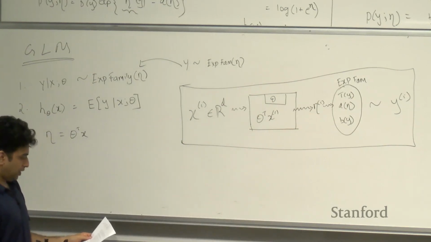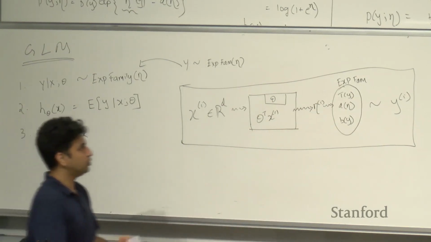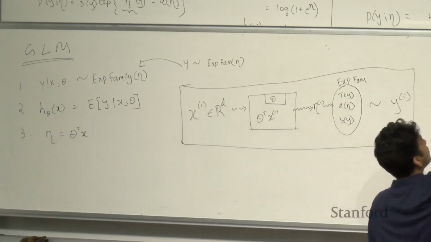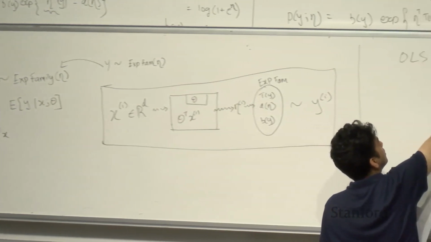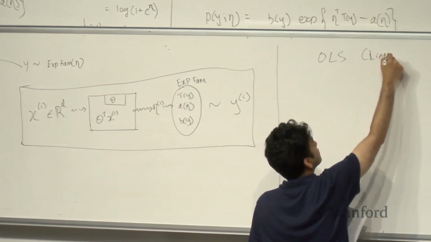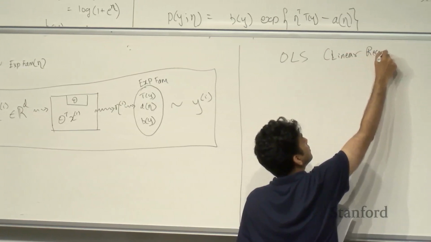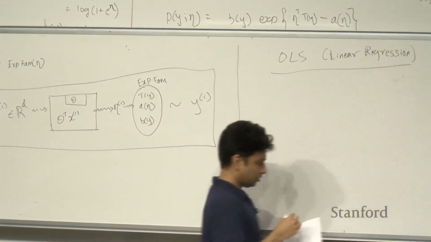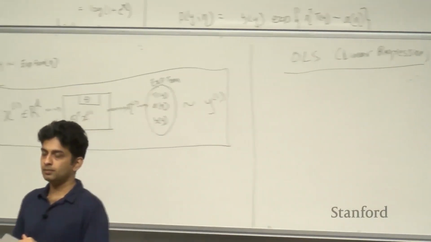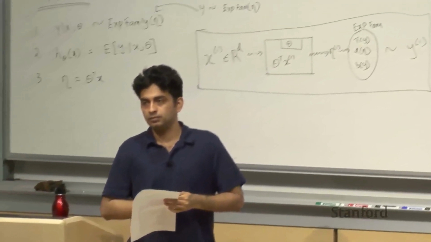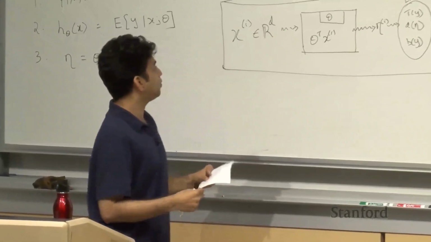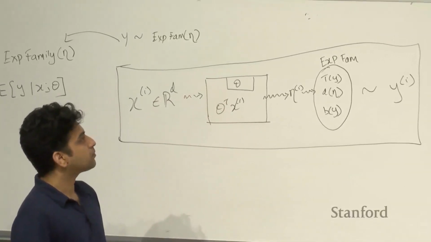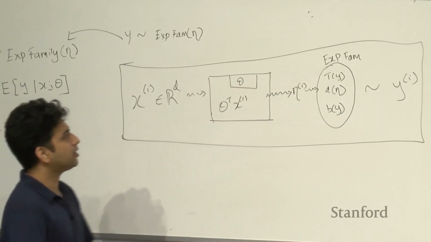Now we can see how this relates to, for example, linear regression. So ordinary least squares, or linear regression. What's the question? Why is theta local to one family? No, eta. So the question is, why is eta local to one family?